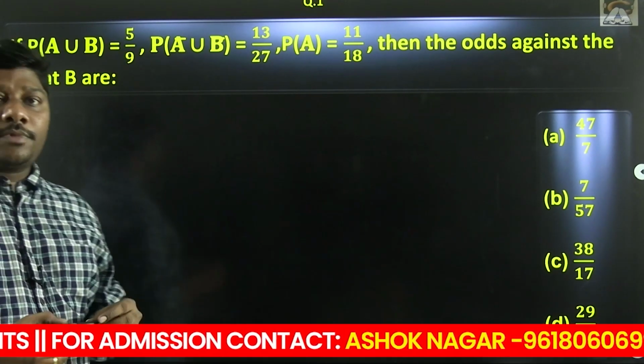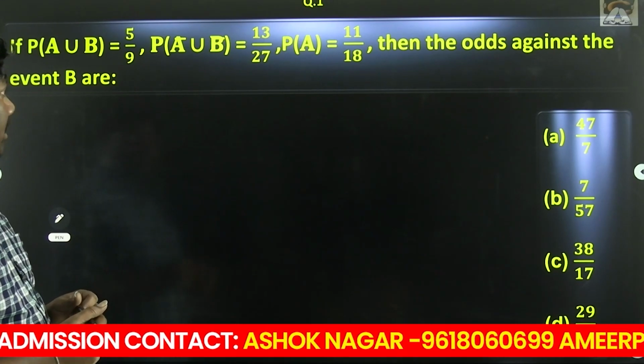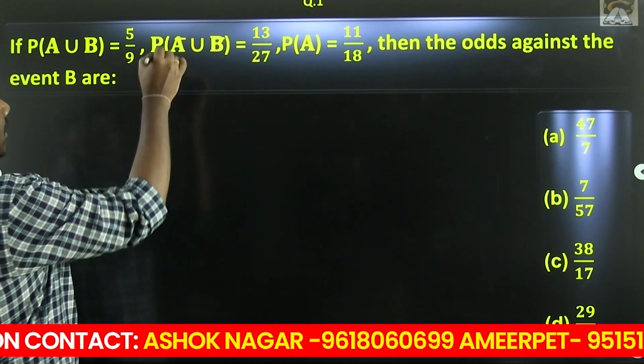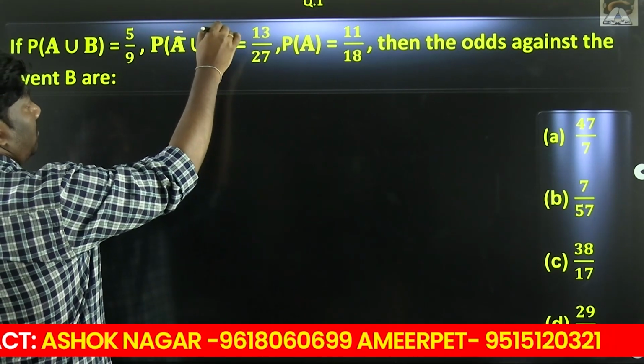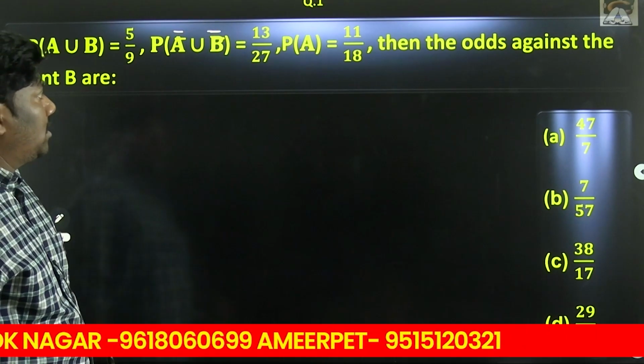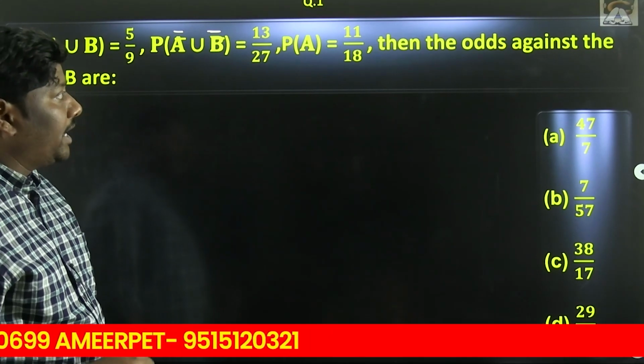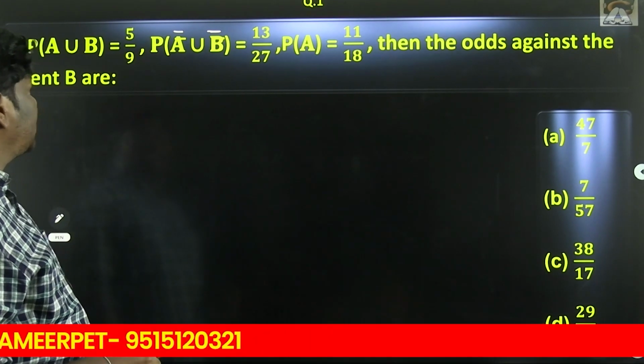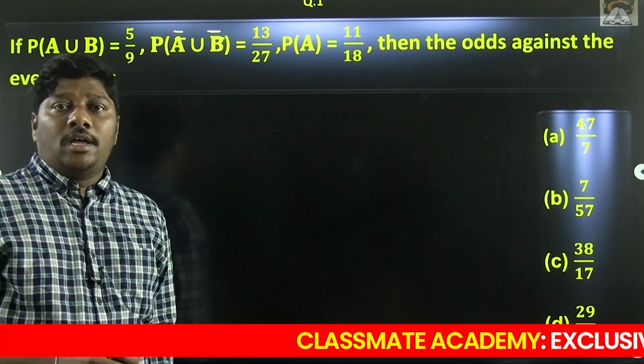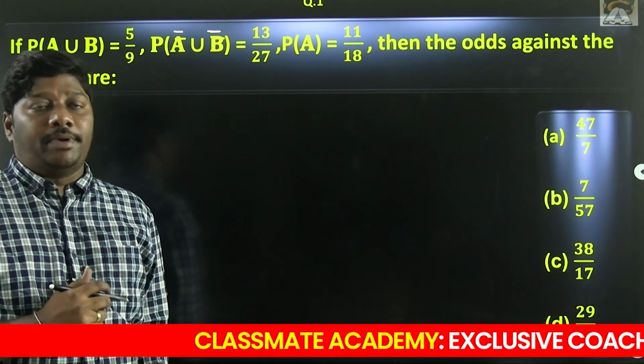Look at this question. P of A union B is equal to 5 by 9. P of A bar union B bar is equal to 13 by 27. P of A is equal to 11 by 18. Then the odds against event B. Okay, odds against event B.